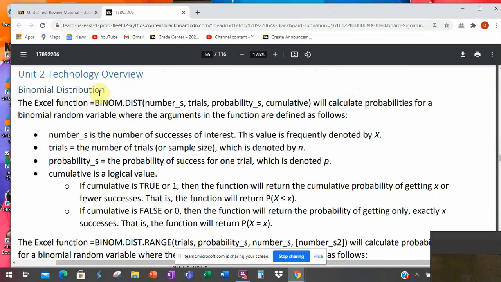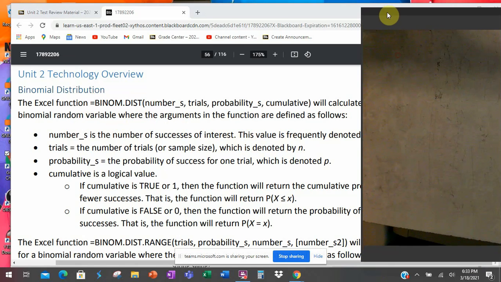For Unit 2, you really need to know how to do the binomial distribution. You're always going to have to put that equal sign so Excel knows you want it to do that function for you, the calculations. Then there's the number of S, the number of successes, the number of trials, the probability of success, and this cumulative value, right?